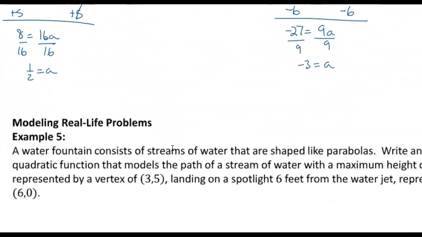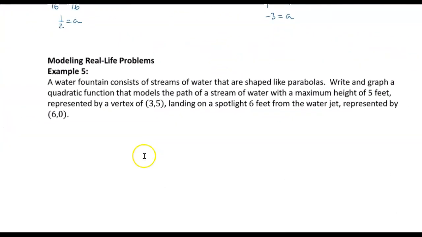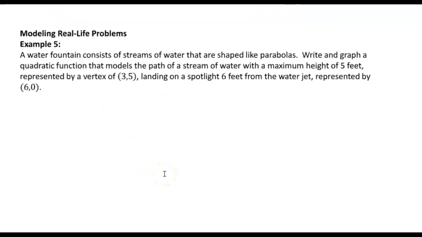Let's go ahead and look at example 5. Example 5 says a water fountain consists of streams of water that are shaped like parabolas. Remember, a parabola is the graph of a quadratic function. Write and graph a quadratic function that models the path of a stream of water with a maximum height of 5 feet, represented by the vertex of 3, 5. So 3, 5 is our vertex, that's our h, k. It lands on a spotlight 6 feet from the water jet, represented by 6, 0. So the other point it goes through is 6, 0.